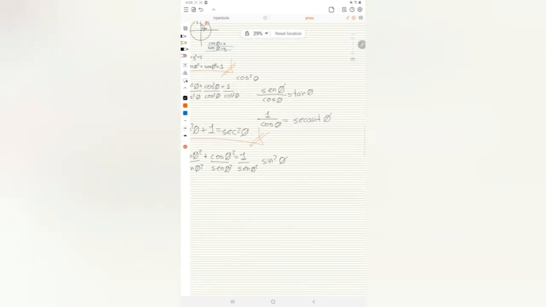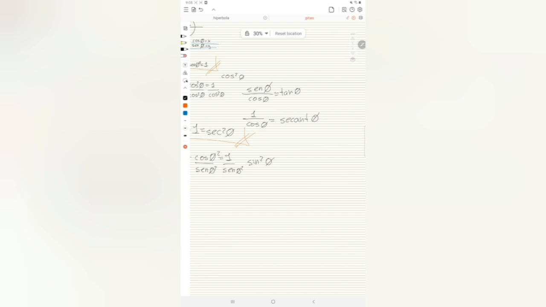And now we're going to be using, as in the same case, some properties. For example, the one that says that the cosine divided by the sine of the angle is equal to the cotangent of the angle, and the 1 divided by the sine of the angle is going to be equal to the cosecant of the angle.